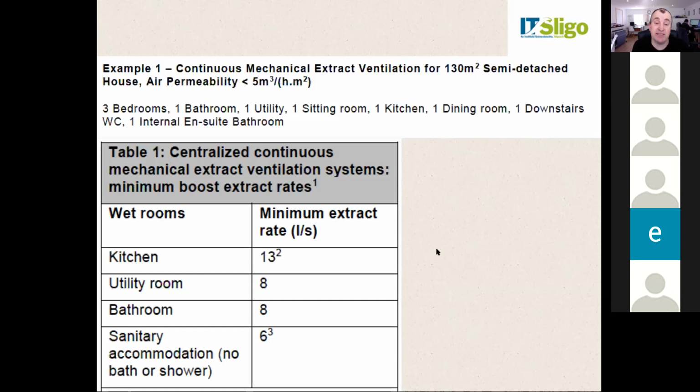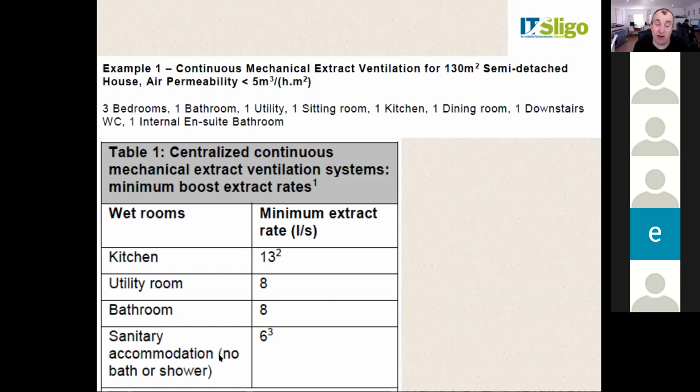So we're going to add 13. How many utilities have we got? We've got 1. So we add on 8. How many bathrooms have we got? We've got 1 bathroom here and another ensuite bathroom here. So we have 2 bathrooms.